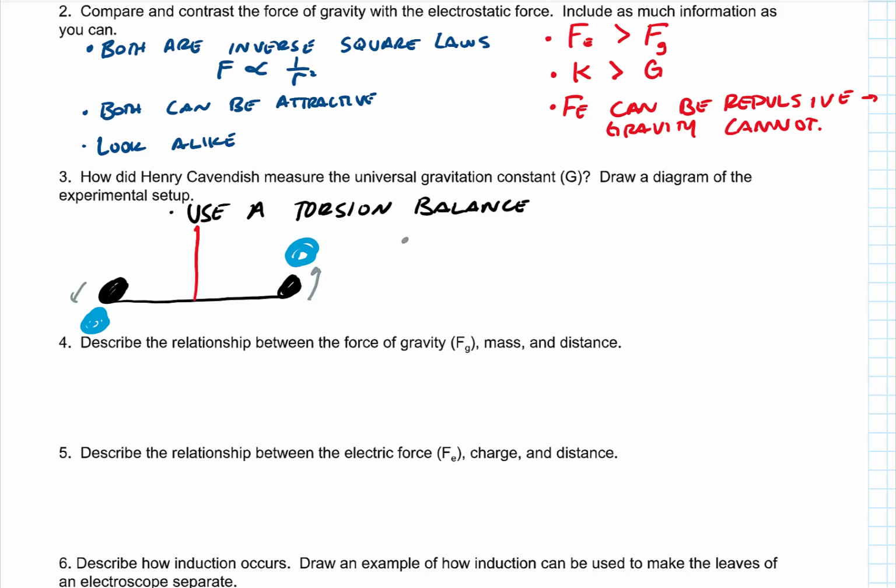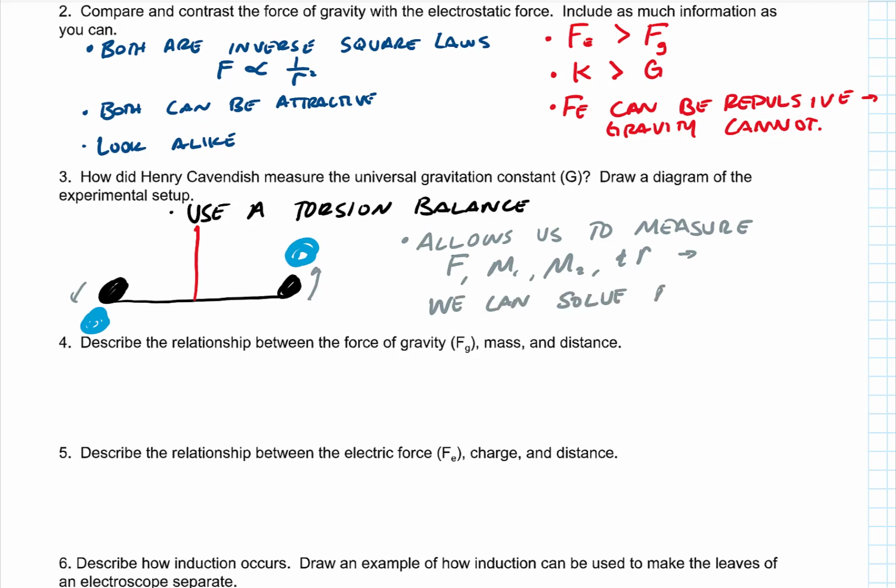And so what this allows us to do is measure force, mass 1, mass 2, and the radius so that we can solve for G. And it had to be extremely sensitive because it was dealing with extremely small forces.